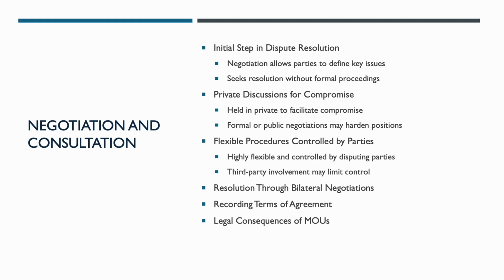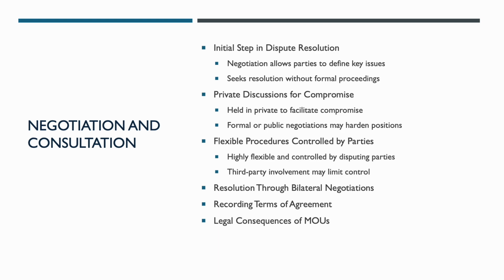Negotiation is often the first step in resolving disputes. It allows parties to define the key issues and seek a resolutions without resorting to formal proceedings. These discussions are typically held in private to facilitate compromise. If negotiations become formal or public, positions may be hardened, making resolutions more difficult. Negotiation procedures are highly flexible and controlled by the disputing parties. However, once a third party becomes involved, the process may gain momentum, limiting the parties' control.